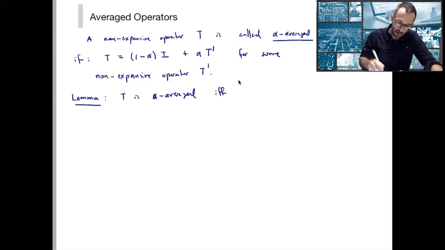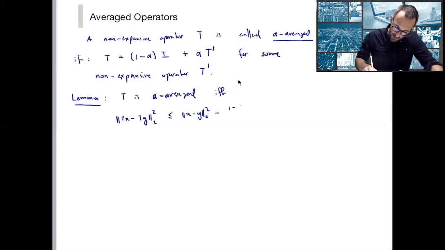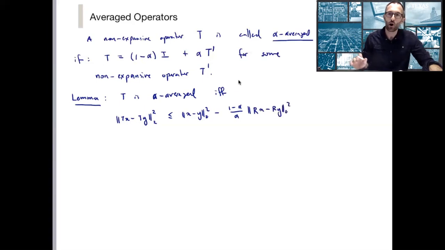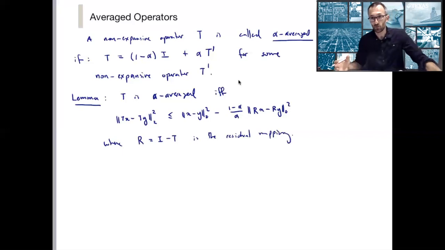This is equivalent to writing that ||Tx minus Ty||^2 is less than or equal to ||x minus y||^2. Okay, by itself, this is non-expansive. But it's slightly better than non-expansive without being contractive. Minus (1 minus alpha) over alpha times ||Rx minus Ry||^2, where R is defined as the residual, where R equals I minus T, is the residual mapping. When is R 0? R of x is 0 when Ix equals Tx. In other words, when we're at a fixed point.